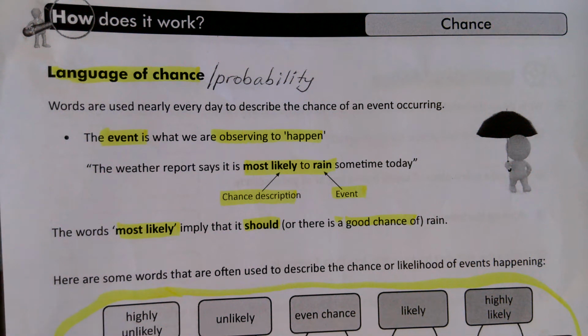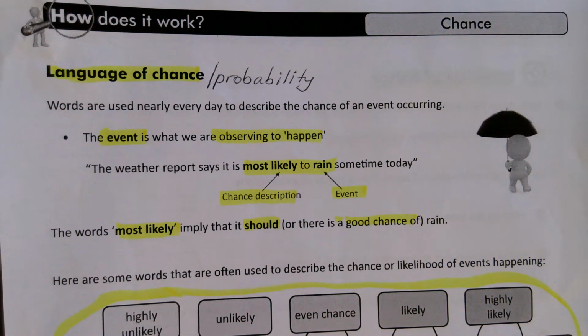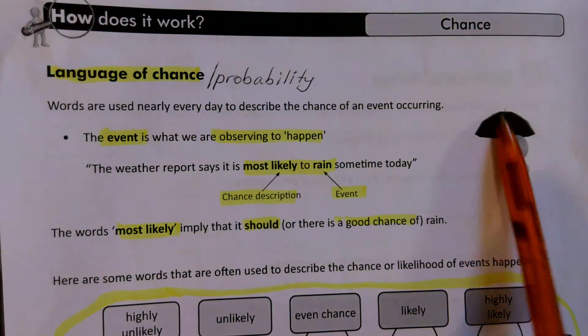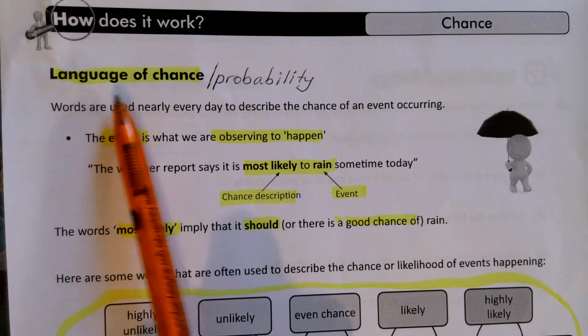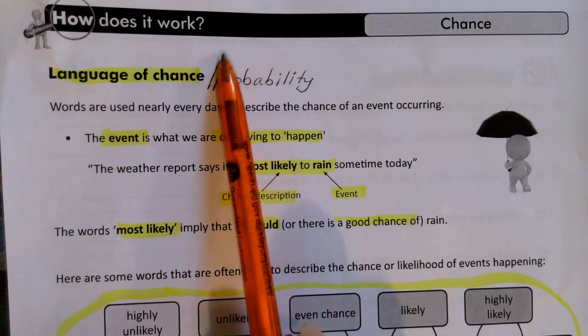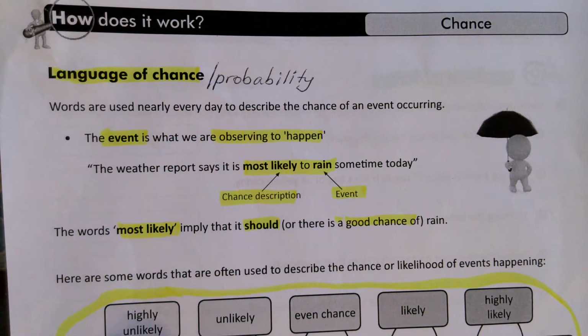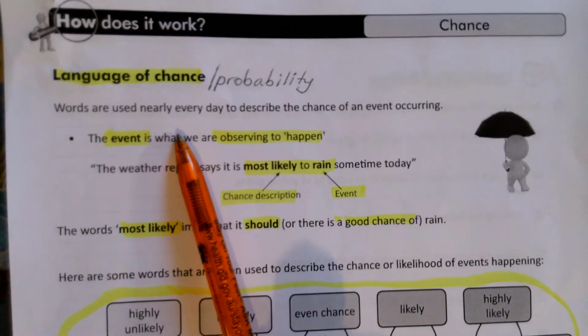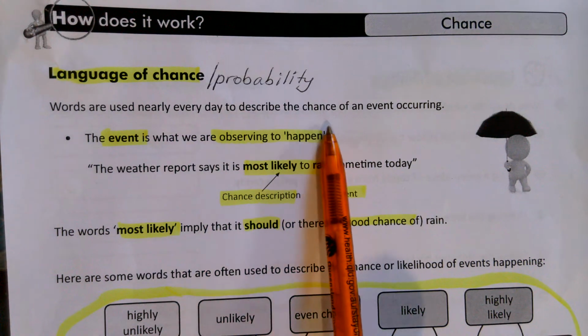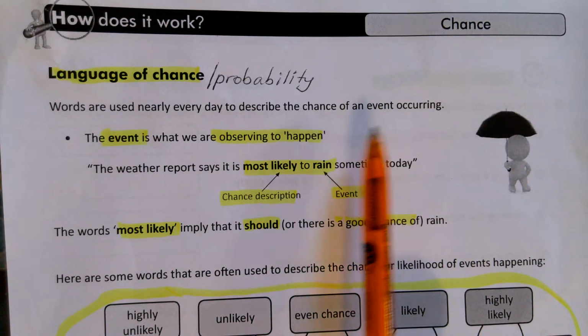Hello, I'm here to help you to do this worksheet. As you can see, it's on chance, and it's the language you're going to use. You may see the word probability written as well as chance. So the words are used nearly every day. We are often talking about the chance of an event occurring.